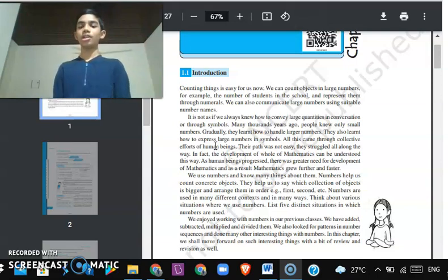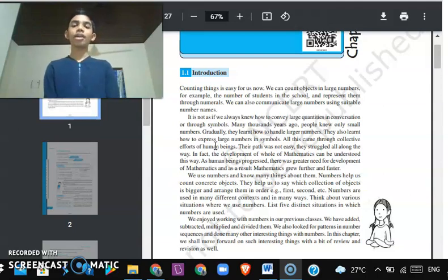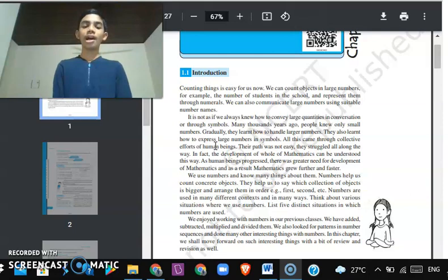Counting things is easy for us now. Yeah, it is very easy. We can count anything. We can also count stars, but there is an infinity of numbers, so we can't count them, as numbers are also like stars. We can't count the larger number.